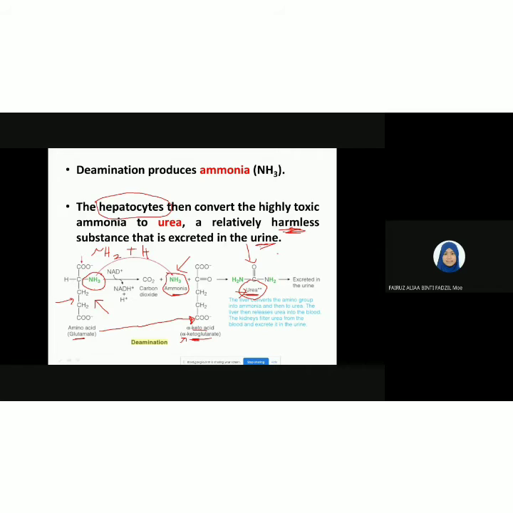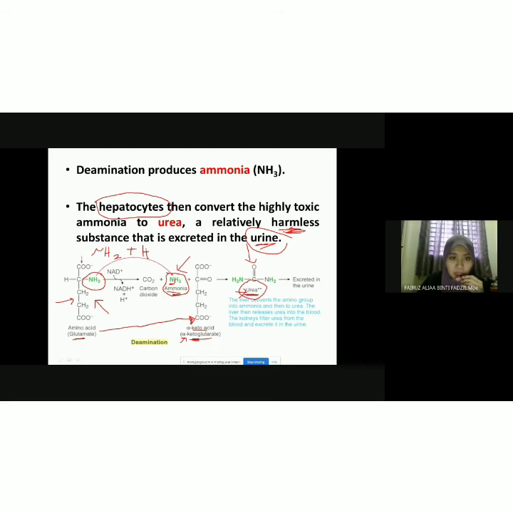So that is how we actually remove the nitrogenous waste. Why do we say nitrogenous waste? Because we have the nitrogen group here. So ammonia is the nitrogenous waste. It will be converted into urea, and then this urea will be excreted from our body through the urine. We will discuss the urea formation further after this.